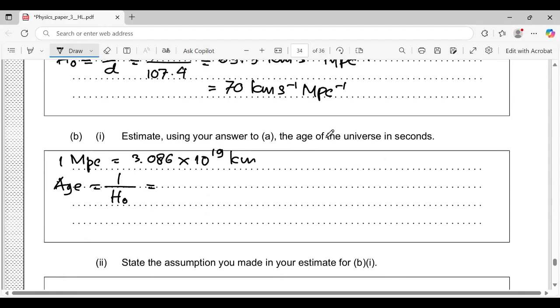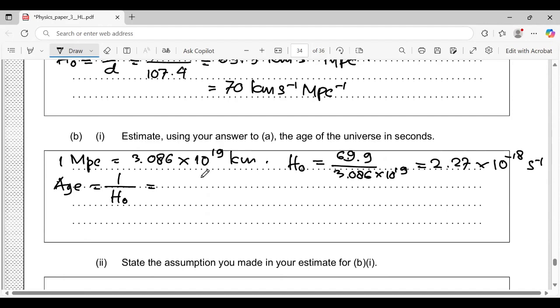So it's going to be, wait, I'm going to find H0 first. Okay. H0, implementing this information, is 69.9 kilometers per second over 3.086 times 10 to the power 19, and it is 2.27 times 10 to the power minus 18, okay, per second.